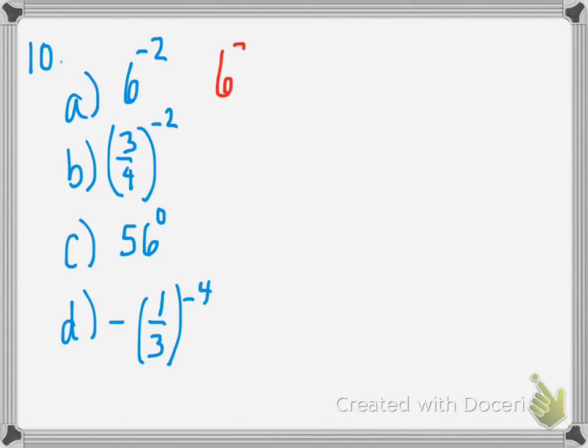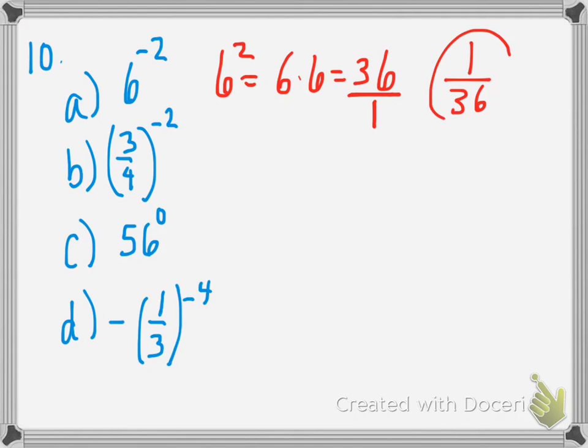If this was 6 squared, it would be 6 times 6, which is 36. So 36 would be my value if it were a positive exponent, but it's not. It's a negative. So all I do is find the reciprocal of 36. In order to find the reciprocal, I need to make 36 a fraction by putting a 1 under it, and the reciprocal just means interchange the numerator and denominator, or you guys usually say flip the fraction. So it's 1 over 36.